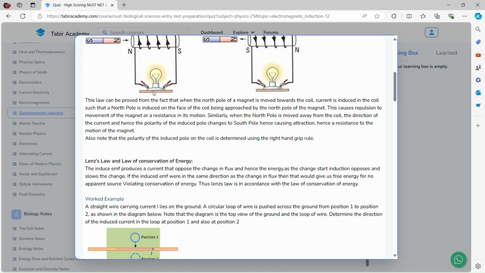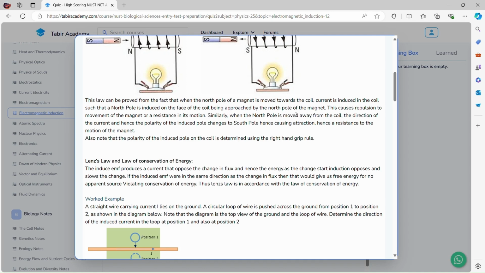This law can be proved from the fact that when the north pole of a magnet is moved towards the coil, current is induced in the coil such that a north pole is induced on the face of the coil, being opposed by the north pole of the magnet. This causes repulsion to movement of the magnet, or a resistance in its motion.